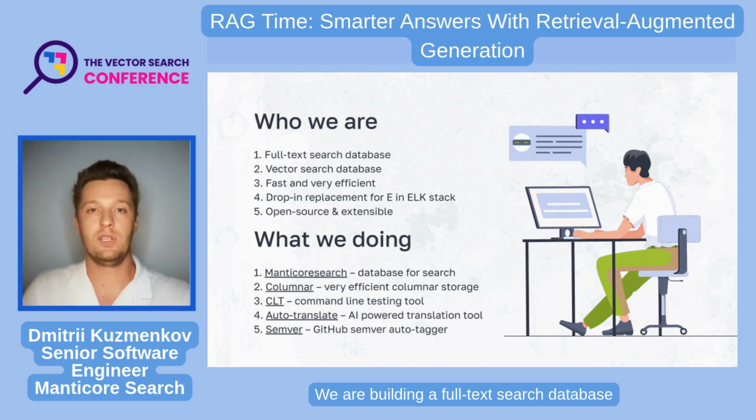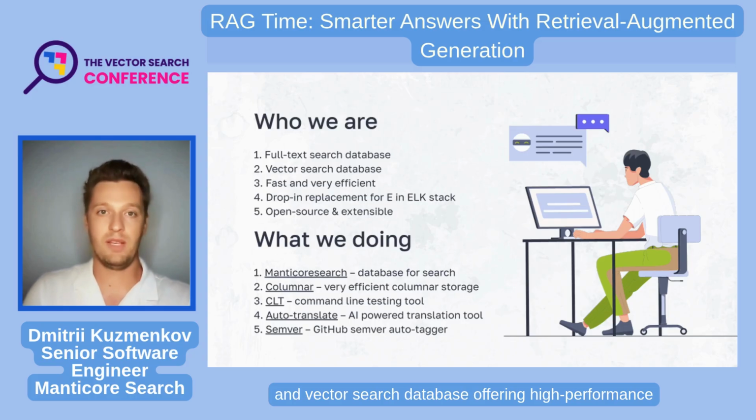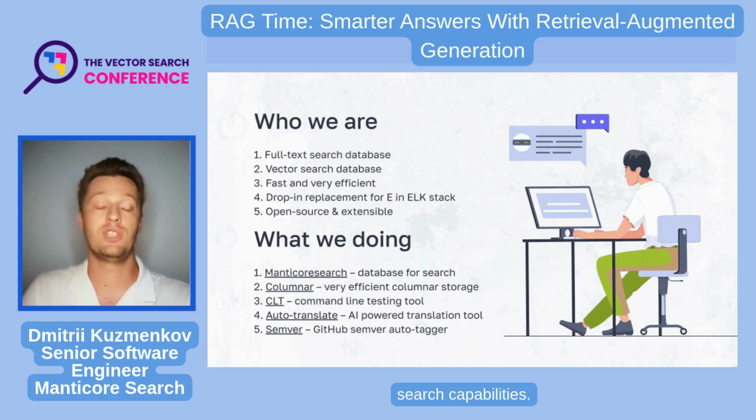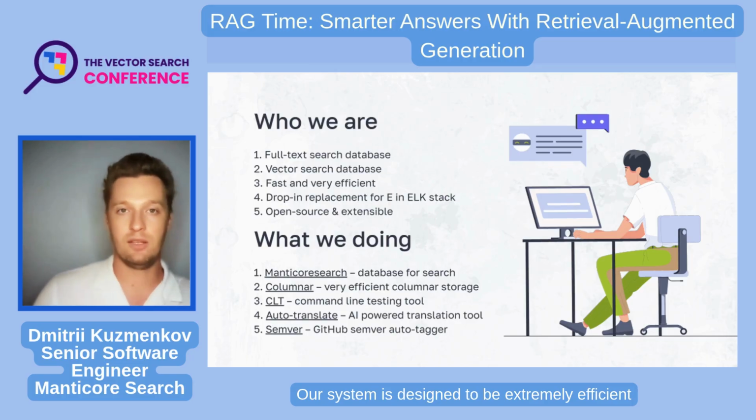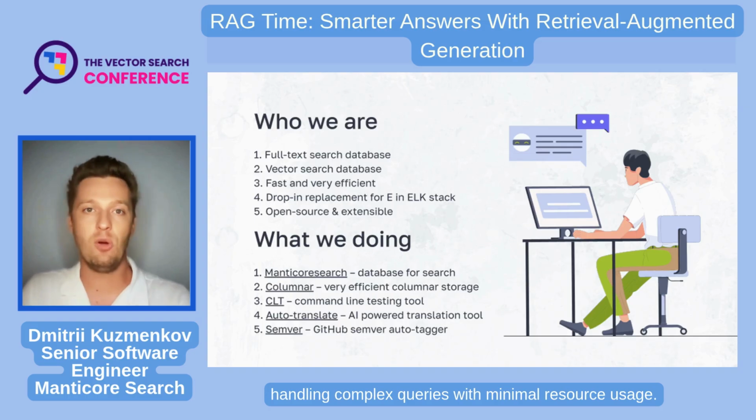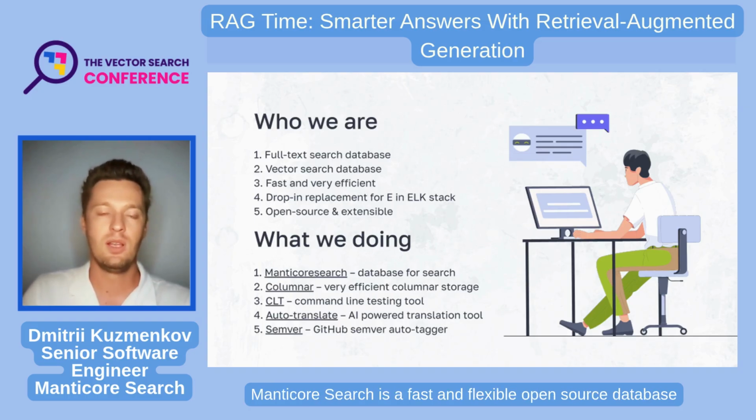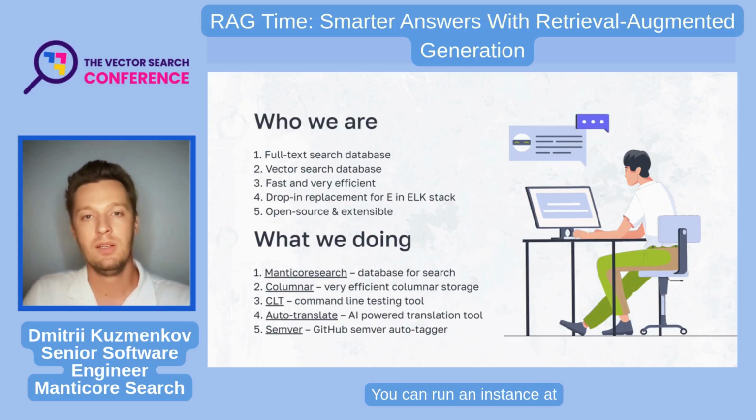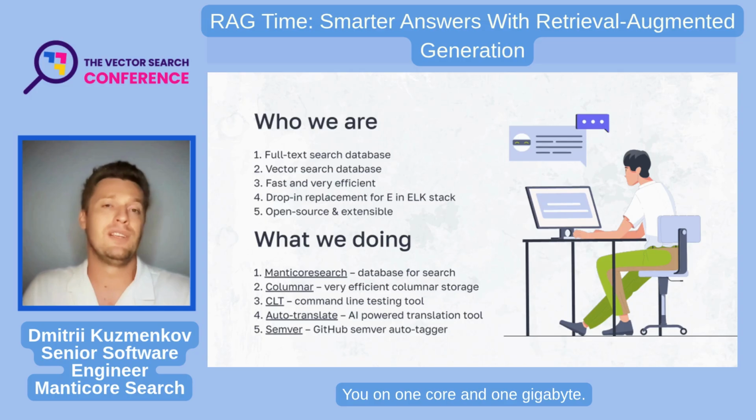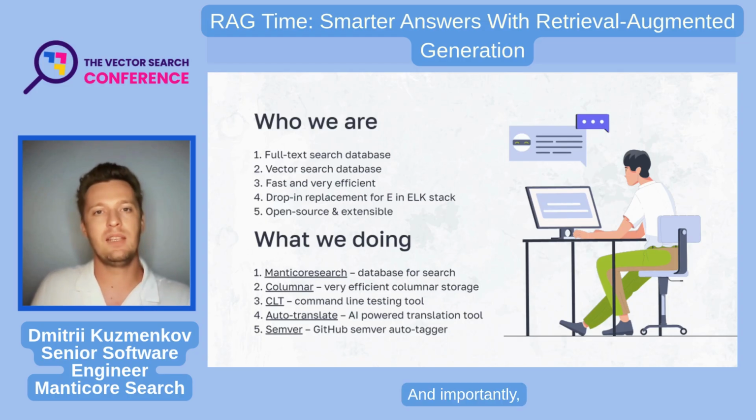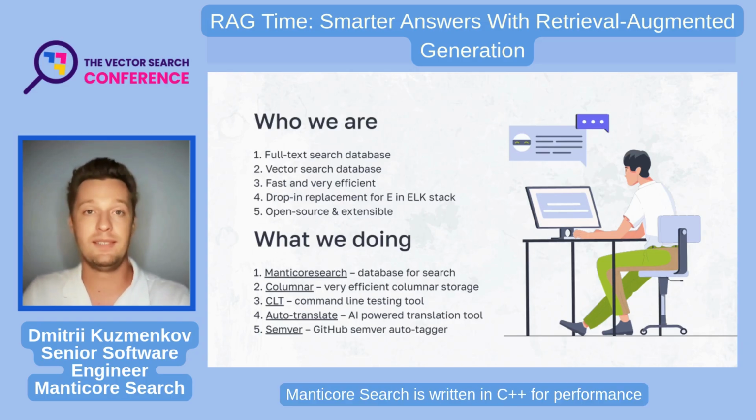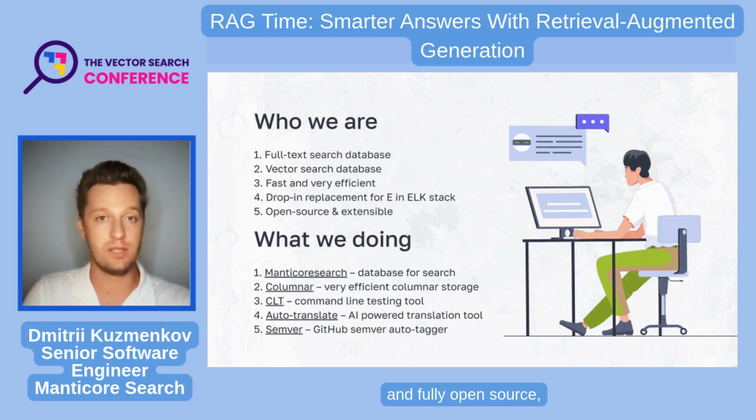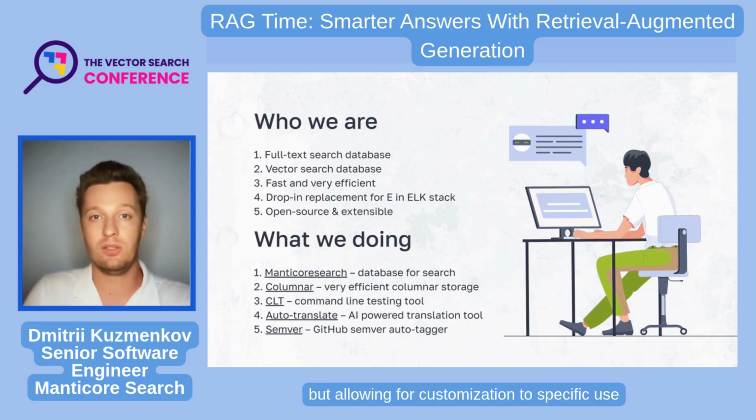We are building a full text search database and vector search database offering high performance search capabilities. Our system is designed to be extremely efficient and fast, handling complex queries with minimal resource usage. Manticore Search is a fast and flexible open source database for search with many customizations and tuning options available. You can run an instance even on 1 core and 1 gigabyte and enjoy fast performance. And importantly, Manticore Search is written in C++ for performance and fully open source, but allowing for customization to specific use cases.